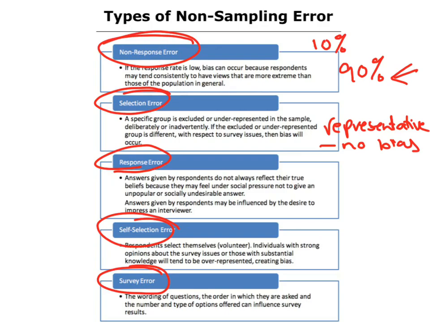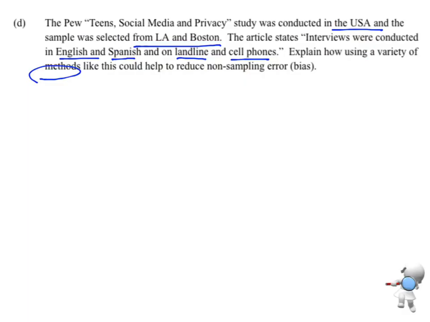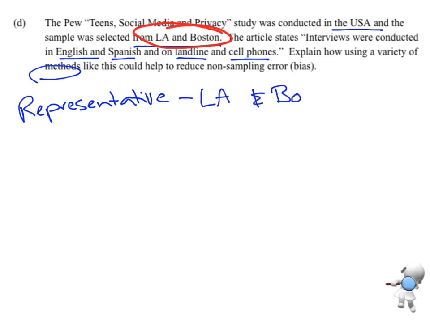So those are some examples of it, and they explicitly give us some hints here. They say that the sample was collected in LA and Boston. So one of the big ideas there is I want to think about, is the data representative? Okay, do the people in LA and Boston think similarly to everywhere else in the USA? Okay, do they have the same opinions? Do they have different opinions? And that's one of the things I could write up.